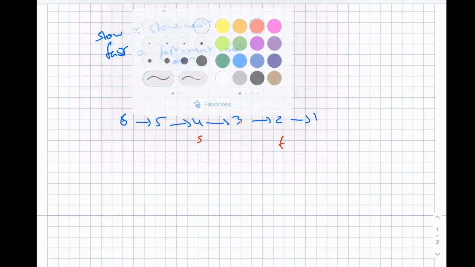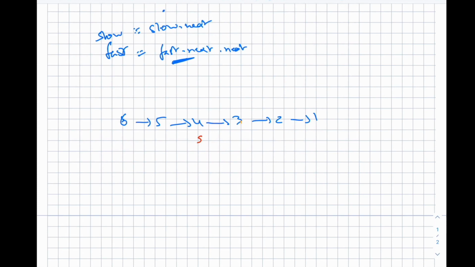Okay, and then we move fast again 2 times, and now it's at the nil position, so now we are done, stop. But also each iteration we move slow, so now we stop because fast reached the end, and so this is where we want to start reversing the linked list.